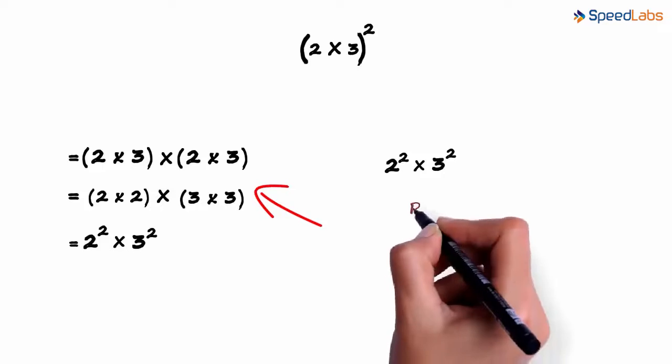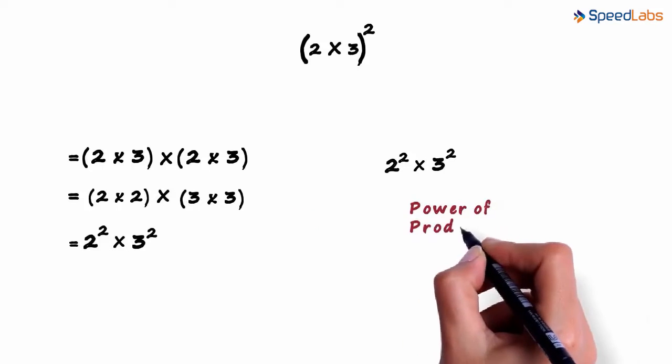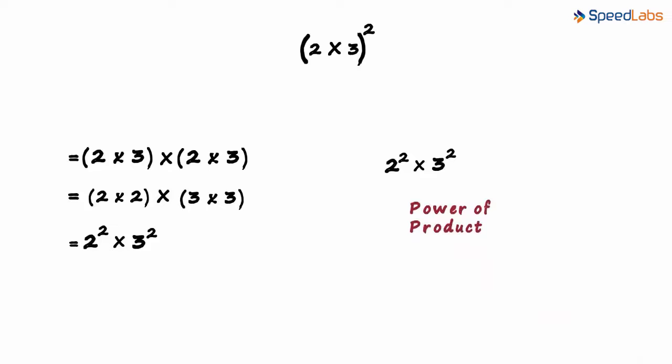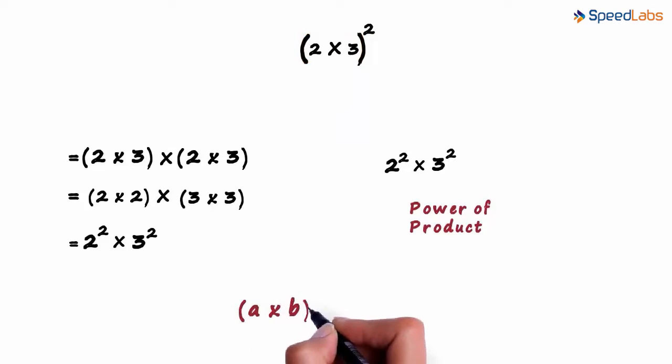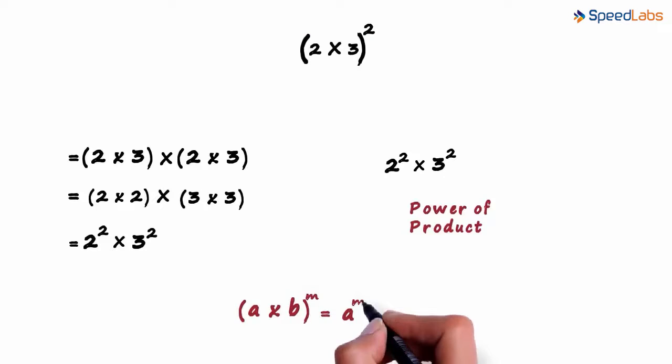It's called the power of product property. It's called so since it's the product that is raised to some power. The product is the base. So if we have to generalize the property, we can write it as a multiplied by b, the whole raised to m, equals a raised to m multiplied by b raised to m.